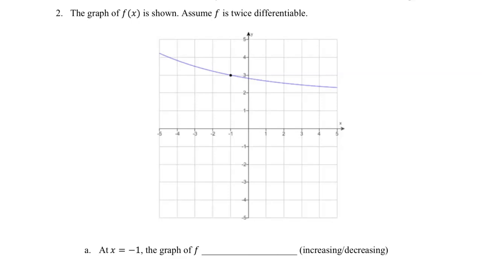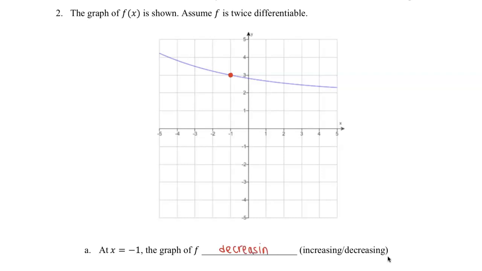So here's a graph of f of x, and it says assume f is twice differentiable. We can find the first derivative and the second derivative. They said at x equals -1, the graph of f is increasing or decreasing. All right, let's see. Where's my -1? Right there. I think the graph is definitely going down from left to right at that point. So because the graph is going down from left to right, we will say the graph is decreasing.